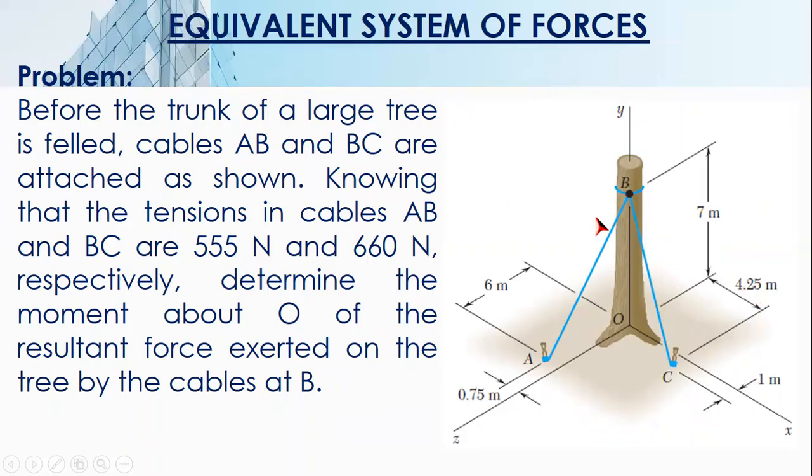You can solve this problem in two ways. One is to get the moment of each individual force and then add them. The other is to get the resultant of the two forces, then take r cross F, which is what is written here: determine the moment about O of the resultant force. So first, we get the resultant of the two tensions, and then get the moment of the resultant about O.